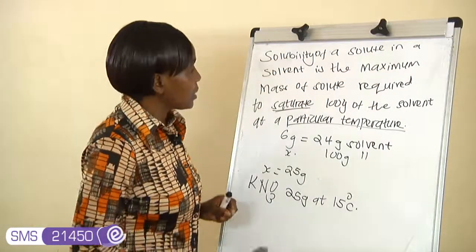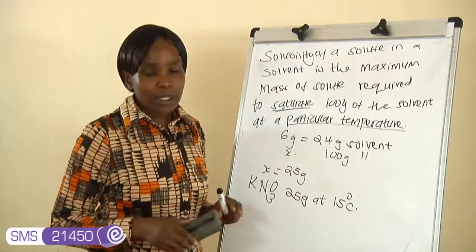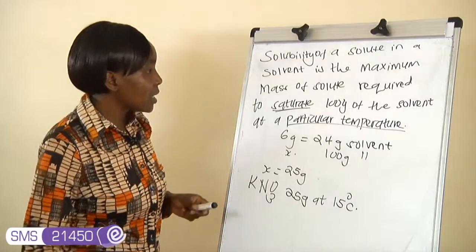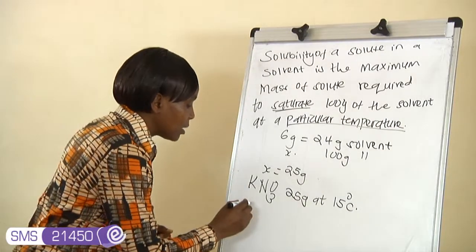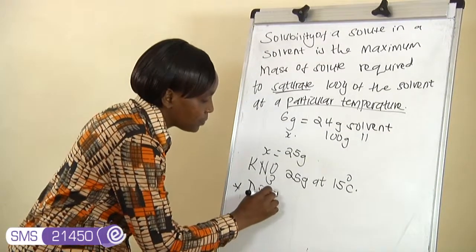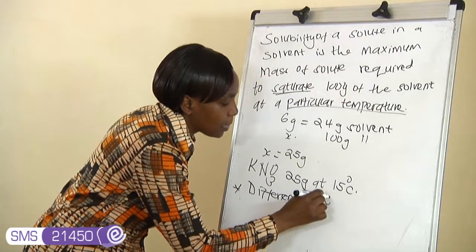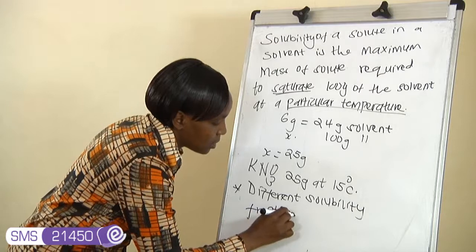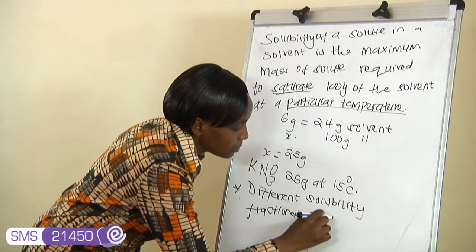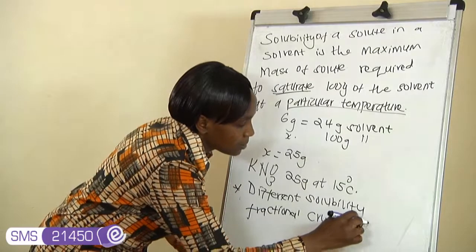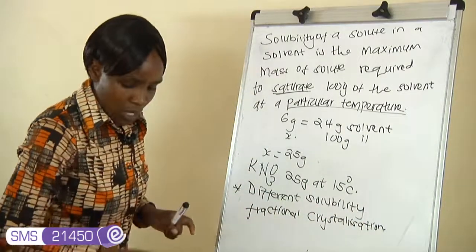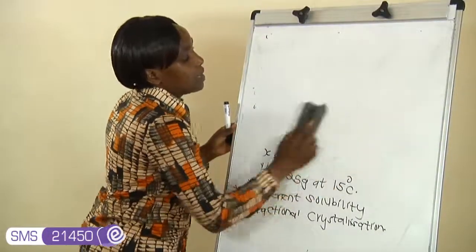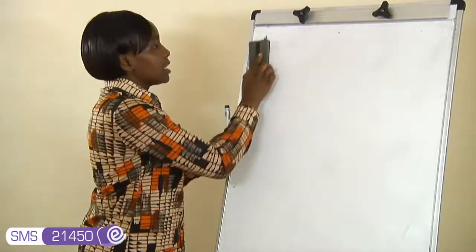The other thing I want us to understand is that process. We have said that the process whereby we are able to separate two compounds, X and Y, salts with different solubility, we have called fractional crystallization. So I will stop at that point, and I say that when you are defining solubility, you need to give the key points.